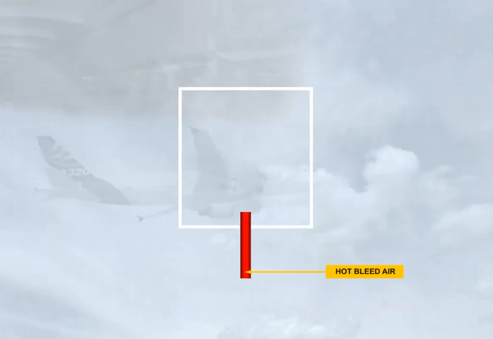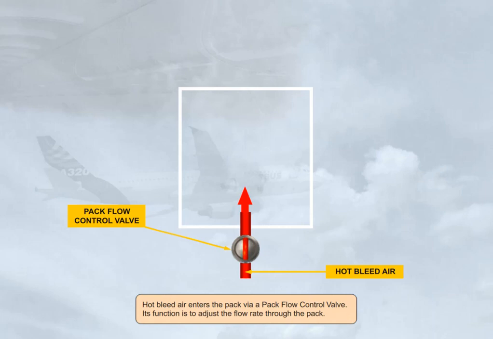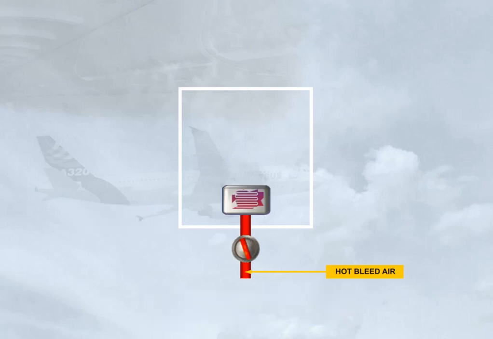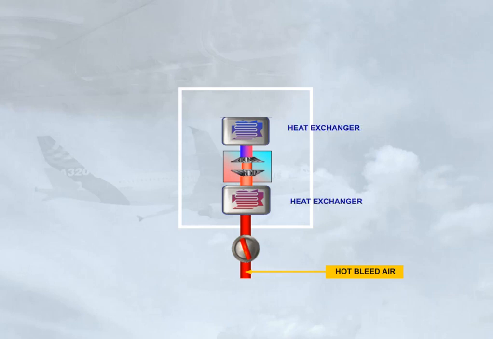Hot bleed air enters the pack via a pack flow control valve. Its function is to adjust the flow rate through the pack. The air then passes through several stages within the pack, heat exchangers and air cycle machine, so that it is cooled to provide a conditioned air output. In fact, sub-zero temperatures can be achieved.